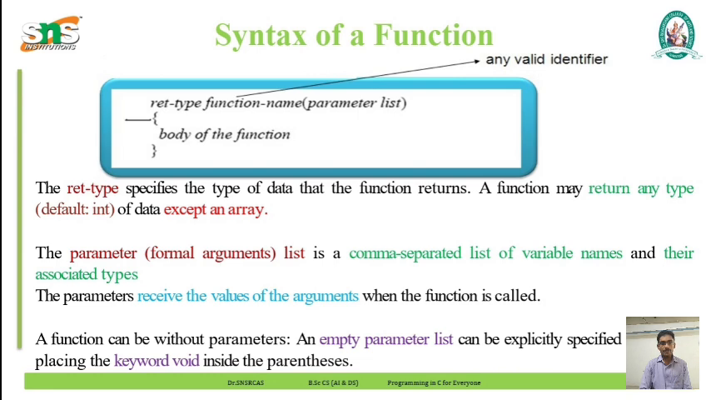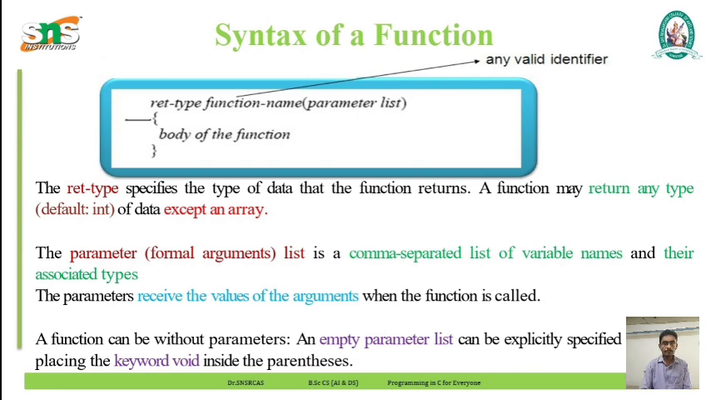The parameter list or formal arguments is a comma separated list of variable names and their associated data types. The parameters receive the values of arguments when the function is called from the calling function. A function can be without parameters. An empty parameter list can be explicitly specified by placing the keyword void inside the parenthesis. Sometimes it may not be specified. If the parameter list is given as blank, by default it will be considered as without parameter or no argument in that function.